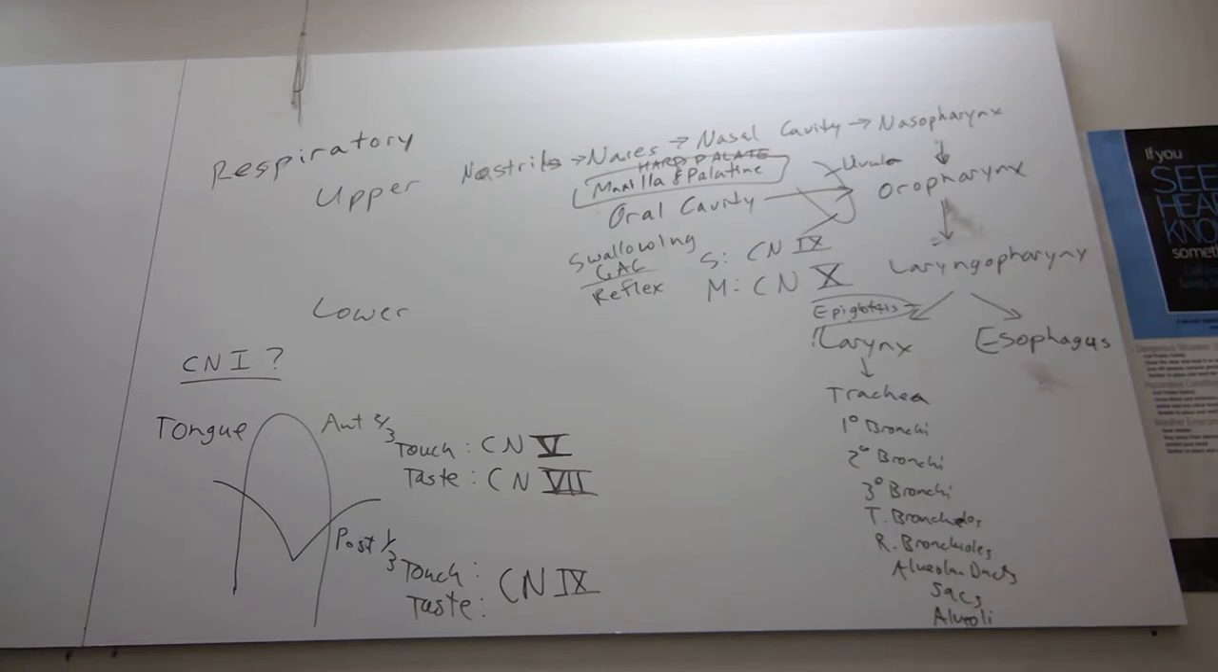So wait, cranial nerve 1, cranial nerve 5, cranial nerve 7, cranial nerve 9, cranial nerve 10. All of them are involved with the beginning of actually chewing and eating. You understand that? Guys, this makes sense? Of course it does, because it all starts at this end.